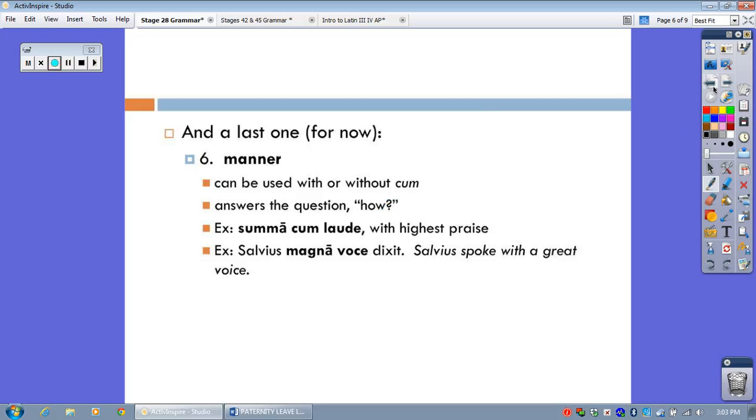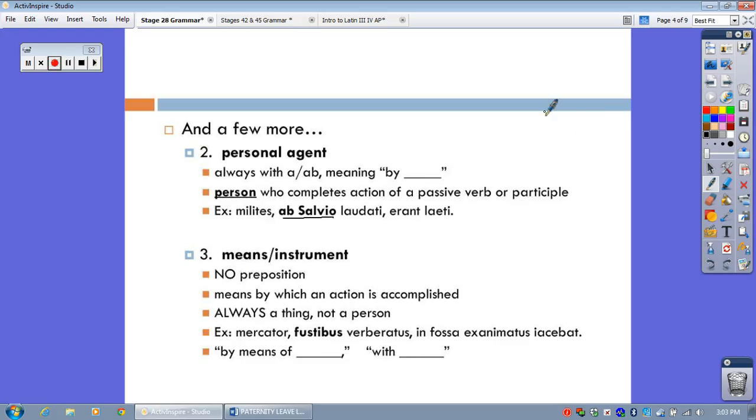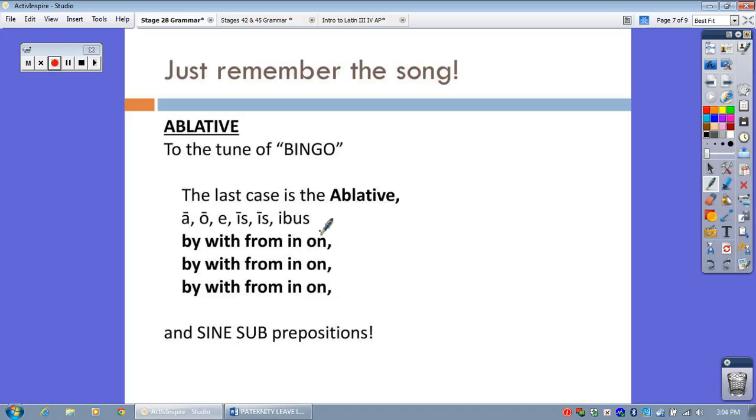So, if you'll recall, the ablative of manner does not have to use a preposition. The ablative of time at which doesn't use a preposition at all, and the ablative of means doesn't use a preposition. And so all you have to do, once again, is remember that song, and that's why this is here: by, with, from, in, or on. If you see a word that looks like it's in the ablative, but there's no preposition in front of it, if you add in one of these 5 prepositions, I guarantee you, about 99.9% of the time, it will make sense. By, with, from, in, or on.